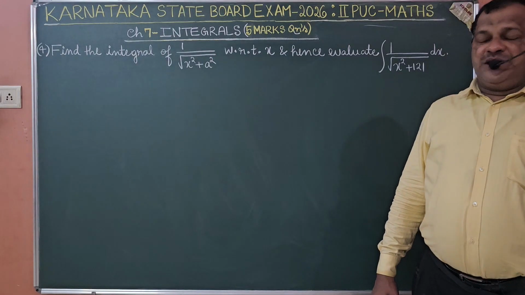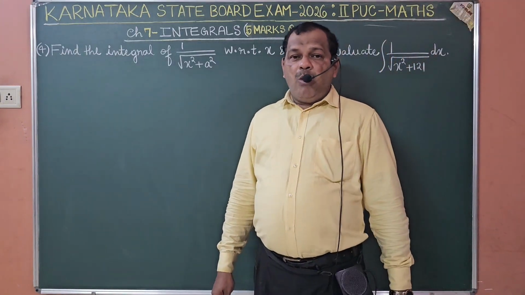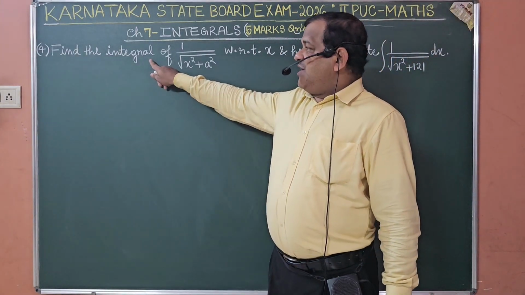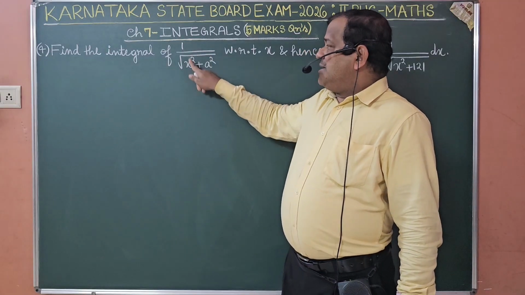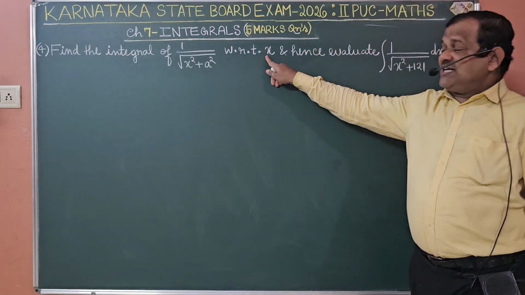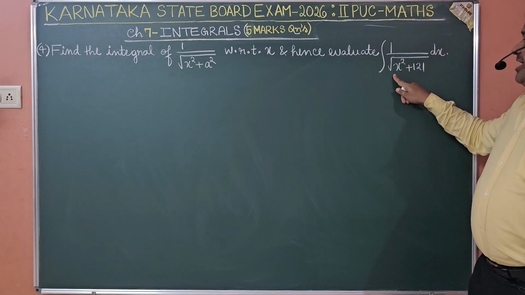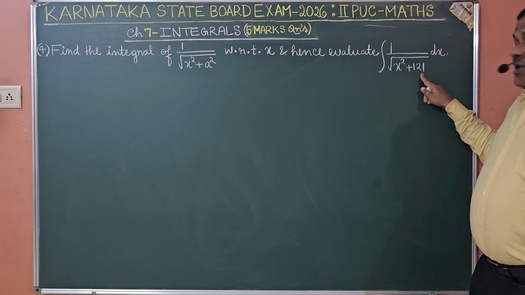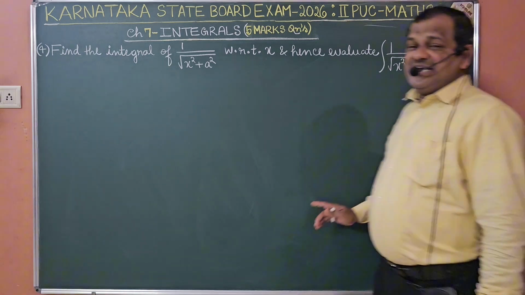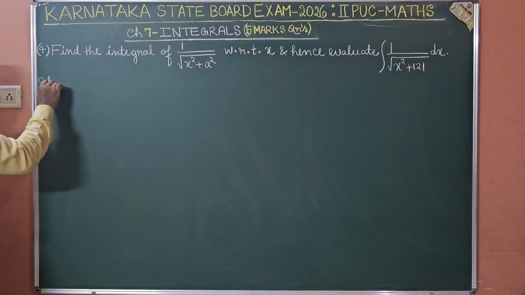Here is a fourth question. I have selected from last year's model question papers. Find the integral of 1 by square root of x square plus a square with respect to x, and hence evaluate the integral of 1 by square root of x square plus 121 dx. First I will begin with the main integral.